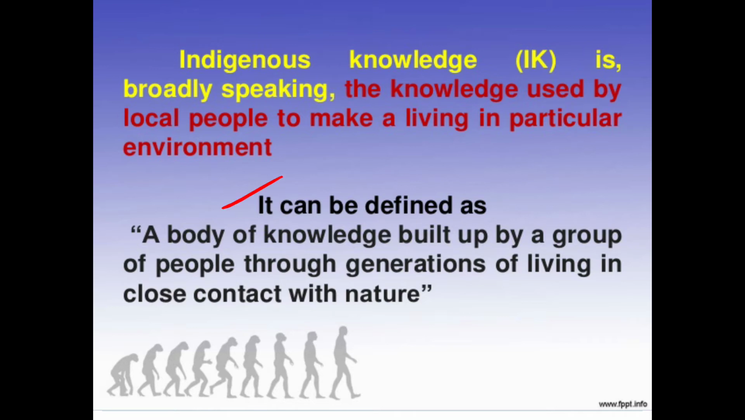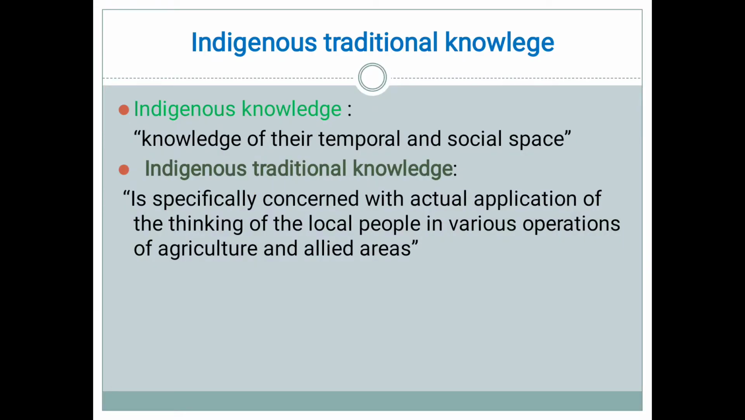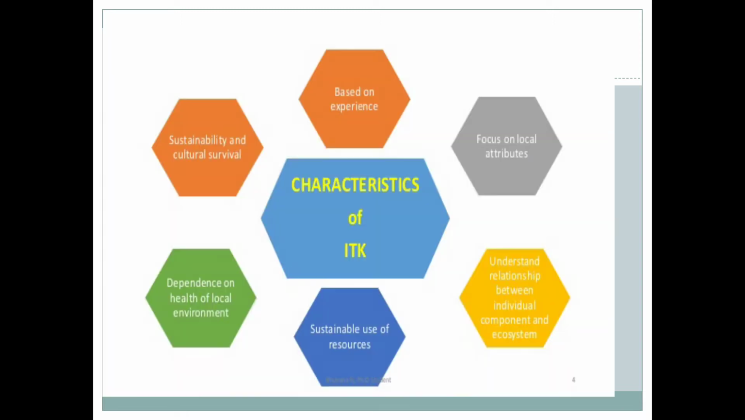It can be defined as a body of knowledge built up by a group of people through generations of living in close contact with nature. So indigenous knowledge is the knowledge of their temporal or social space. Indigenous knowledge as such refers not only to the knowledge of indigenous people but to that of any other defined community. Then indigenous traditional knowledge, or ITK, is specifically concerned with the actual application of, and thinking of, local people in various operations of agriculture and allied areas.